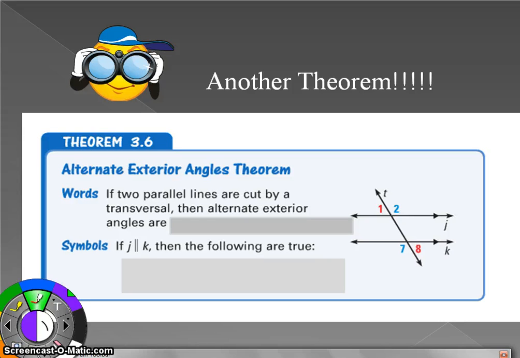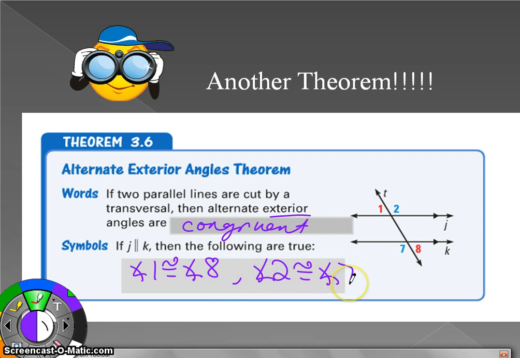Third theorem, alternate exterior angles theorem. So if two parallel lines are cut by a transversal, alternate exterior angles are going to be congruent. Then we look at those, they're color-coded for you. Angle 1 is going to be congruent to angle 8, and angle 2 is going to be congruent to angle 7.